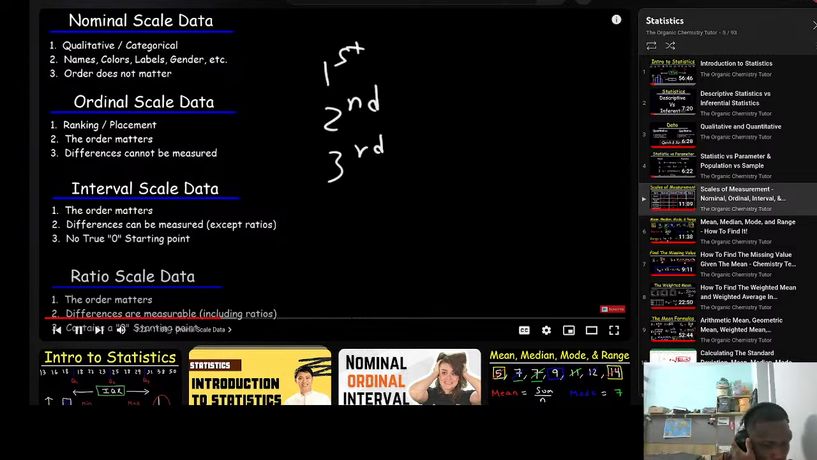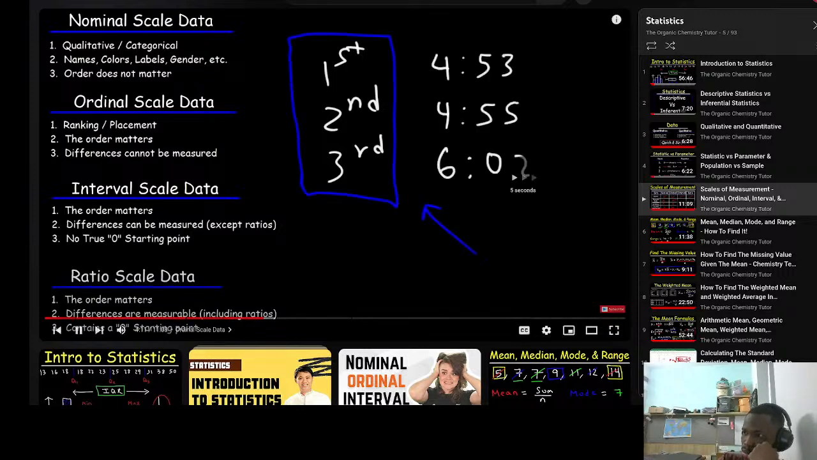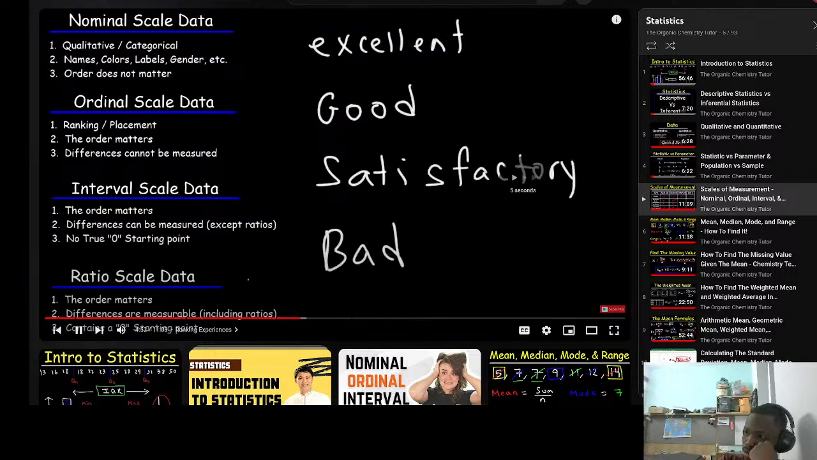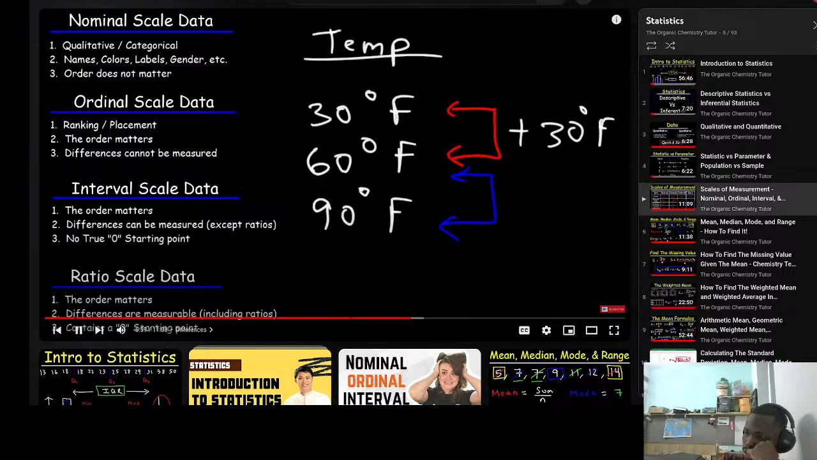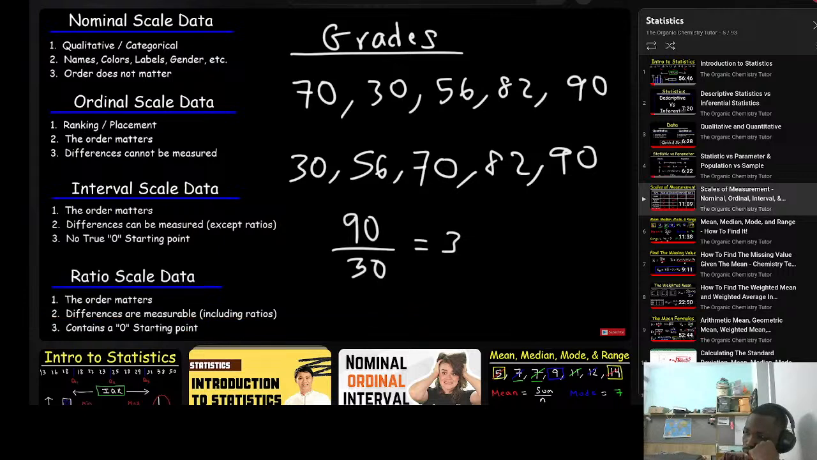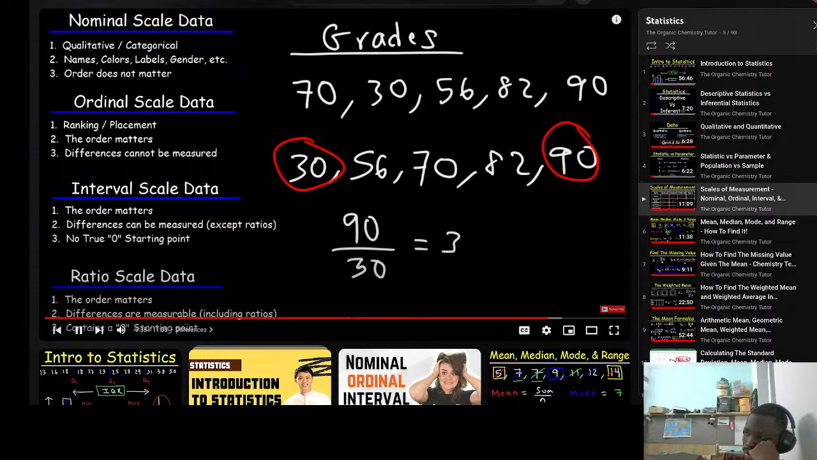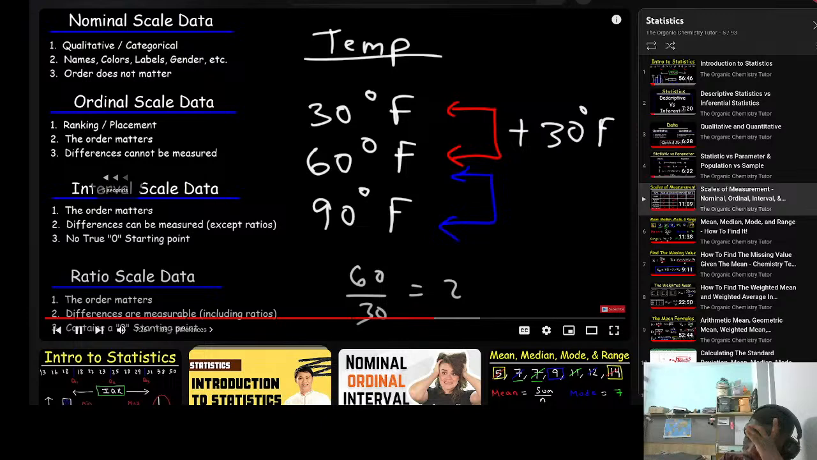You could say that in a race, the person who got first, you can't really measure the difference. If you're dealing with temperature, say 30 degrees Celsius, and 90 degrees, divided by 30, we get 3. And so we could say that this is 3 times hotter, and that would make sense. We can see that the ratios are meaningful. And the last thing is true: it does contain a 0 starting point.